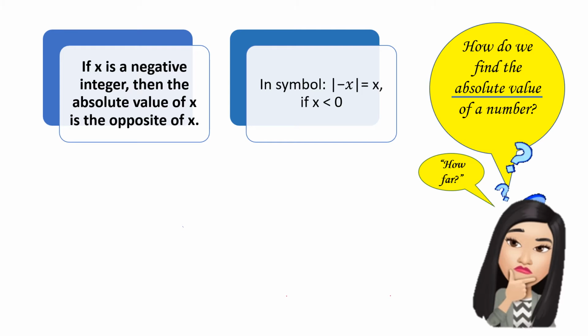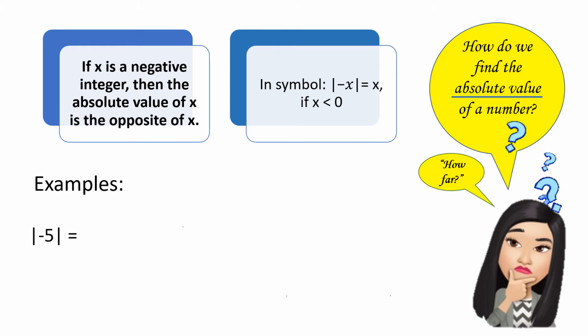If x is a negative integer, then the absolute value of x is the opposite of x. In symbol, the absolute value of x equals negative x if x is less than 0. Let's find the absolute value of these integers. Negative 5.